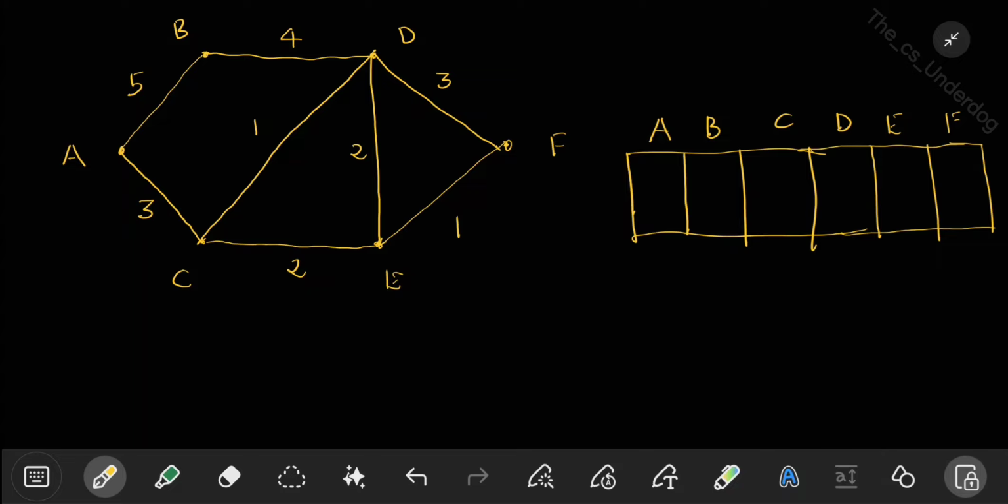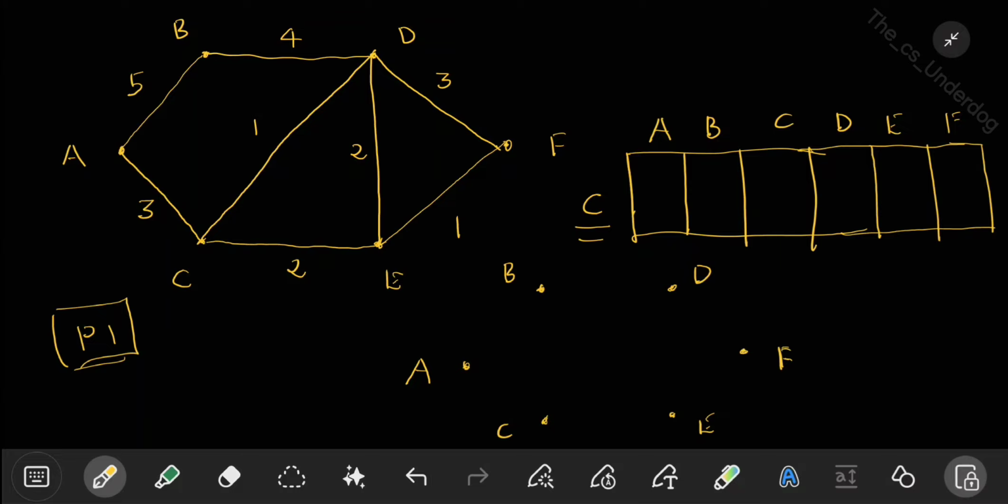You can either use an array or you can use a hash map. Both are well and good. So let us say this is your cheapest array. This is called cheapest because it stores the values of cheapest edges that are going out of each component. Let us do phase 1. In phase 1, what happens? Each of the vertices are separate components. So A, B, C, D, E and F. Each vertex is a separate component and you don't have any edge as of now. So this is the situation.